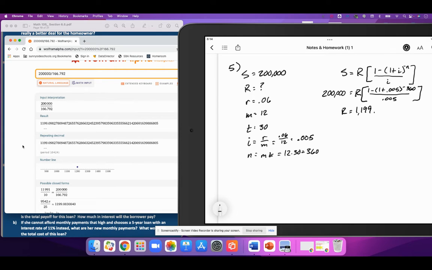$10. A little bit of a weird rounding on this problem. So monthly payment, so A, monthly payment is $1,199.10.